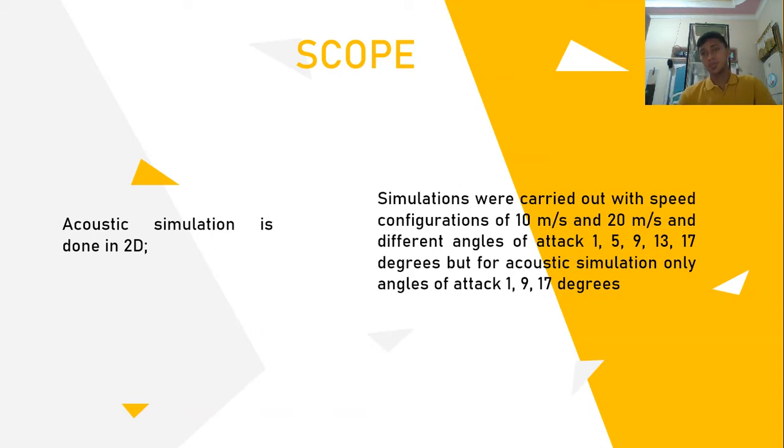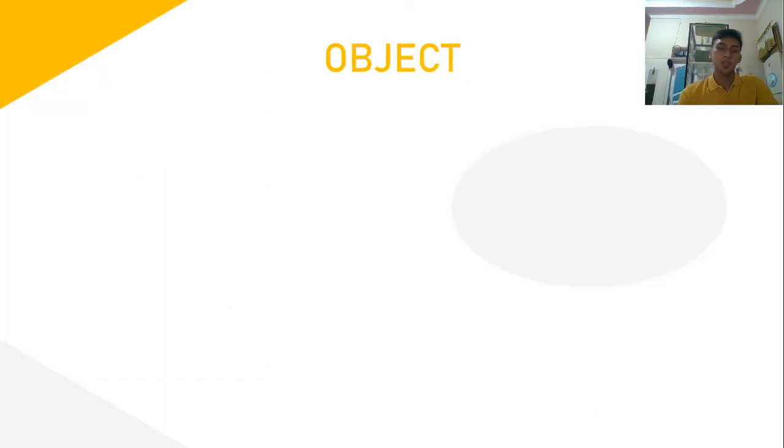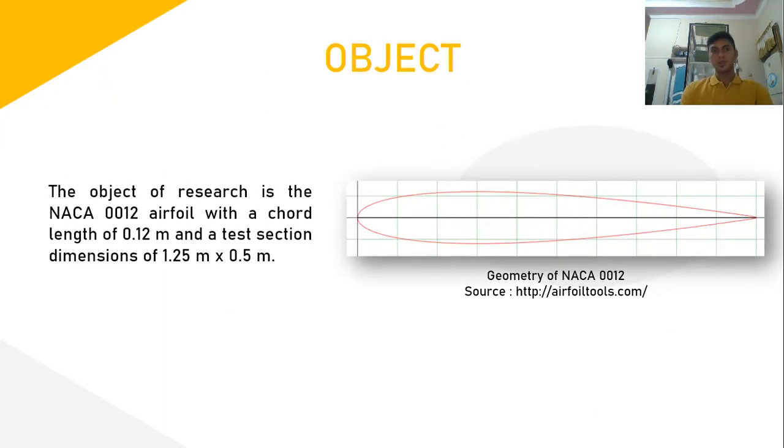But for acoustic simulation, or aeroacoustic for the sound noise level, it's only angle of attack 1, 9, and 17 degrees. The object is a symmetrical profile, NACA 0012, with chord length 0.12 meter, and the section dimensions are 1.25 meters times 0.5 meters.